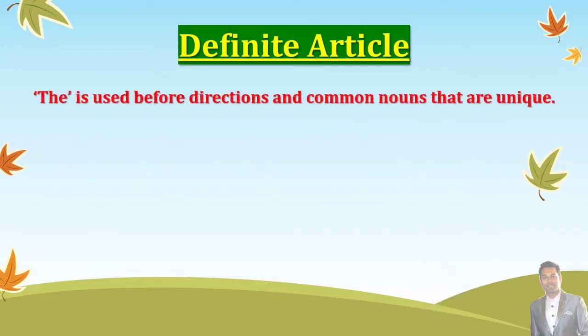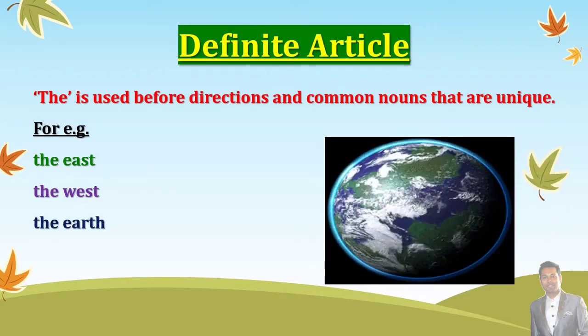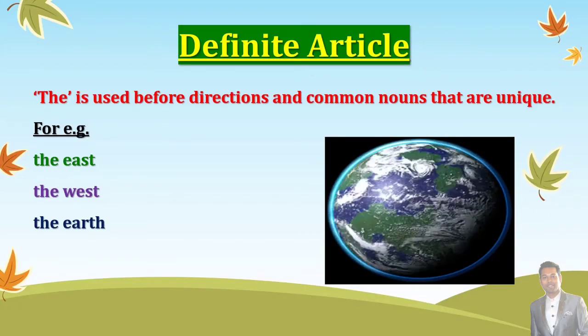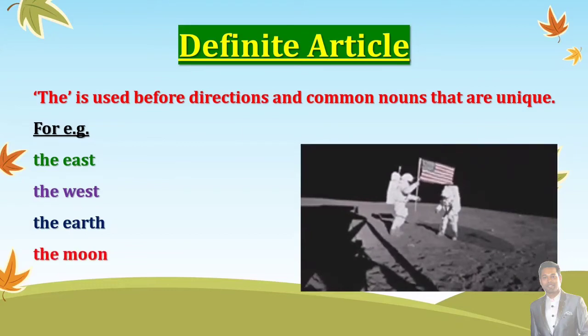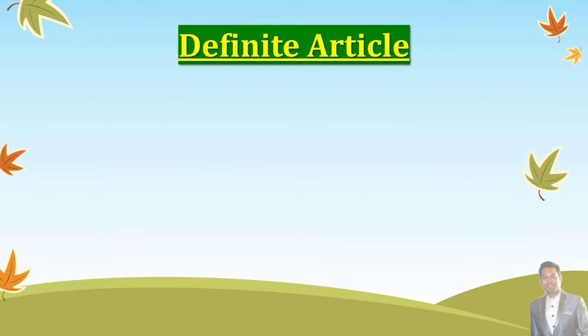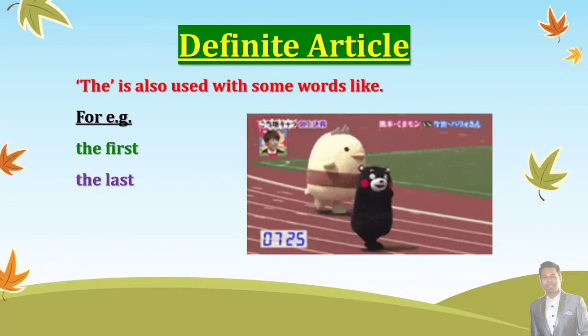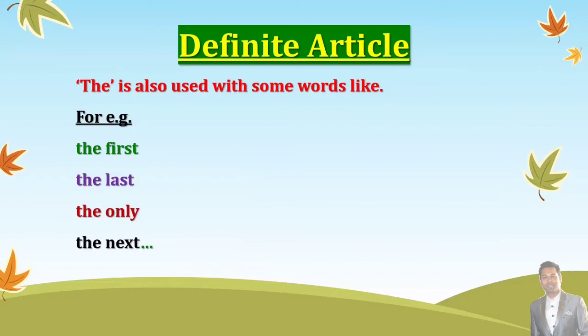The is used before directions and common nouns that are unique. Talking about directions first, the south, the north, the east, and the west, they are all directions. That is why we use the before them. And common nouns that are unique. For example, earth. Earth is unique. That is why we use the before it. The moon, the sun, and all other unique things. We also use the with some words like the first, the last, the only, the next, etc.